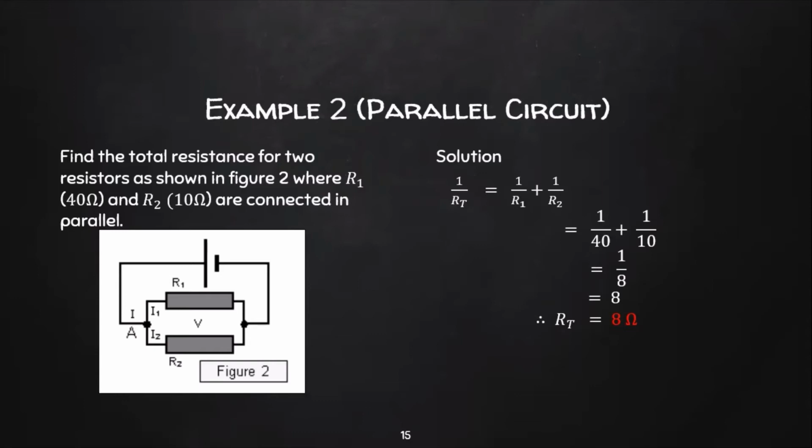So here we need to take the reciprocal on both sides to get the total resistance. Taking the reciprocal of 1 over 8 will give us 8 over 1, which is equal to 8. So our total resistance for this question is 8 ohms.